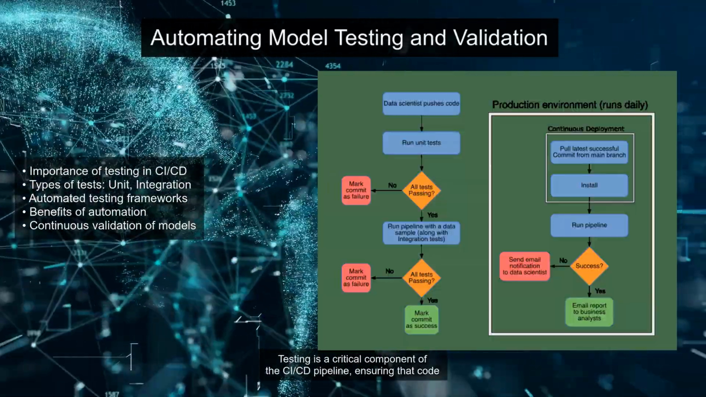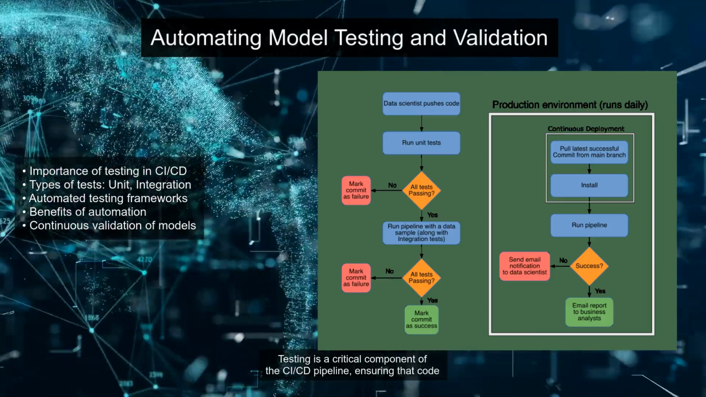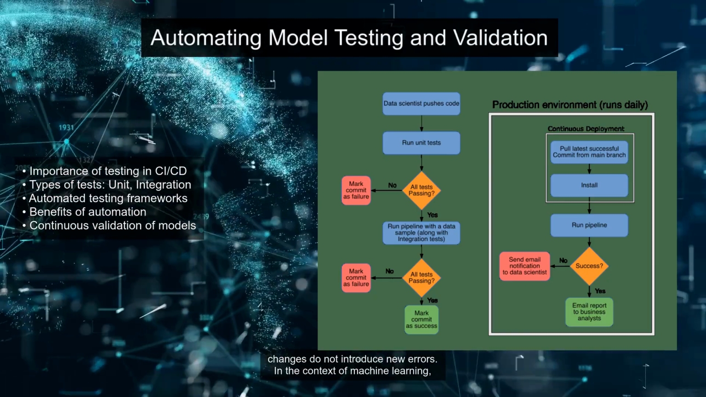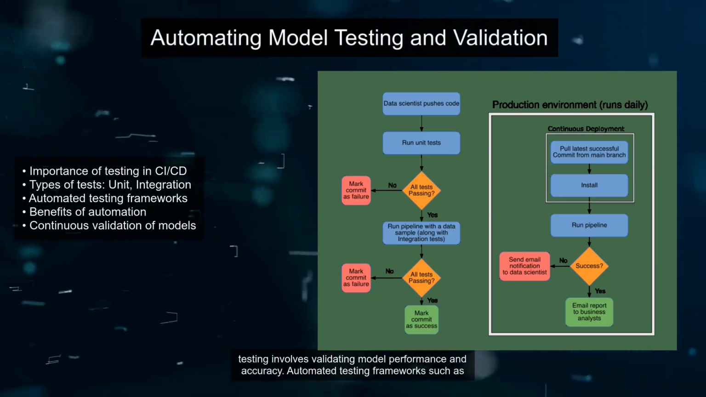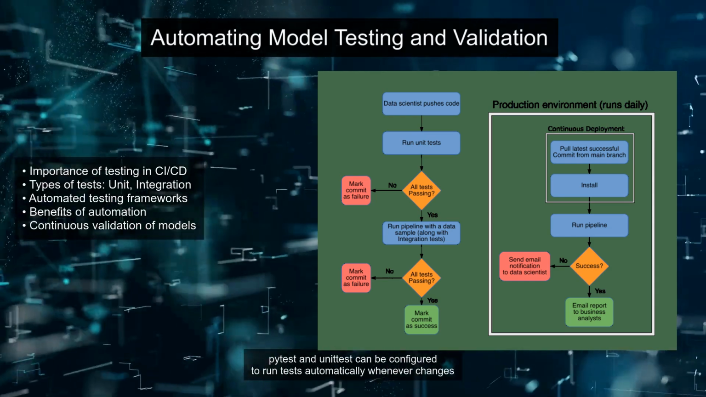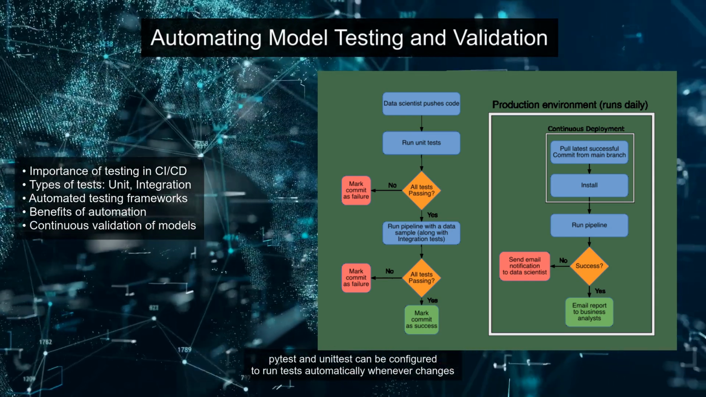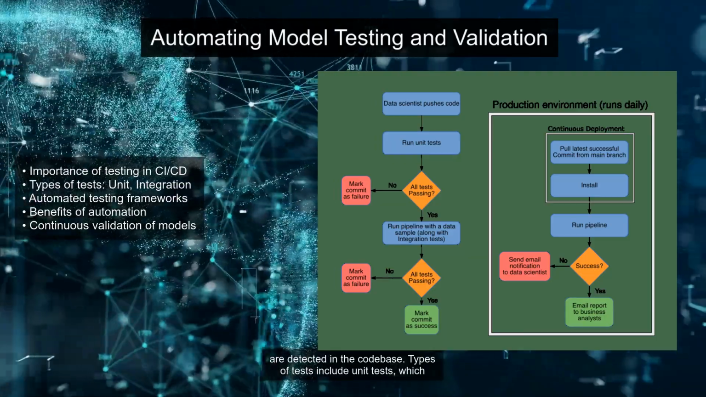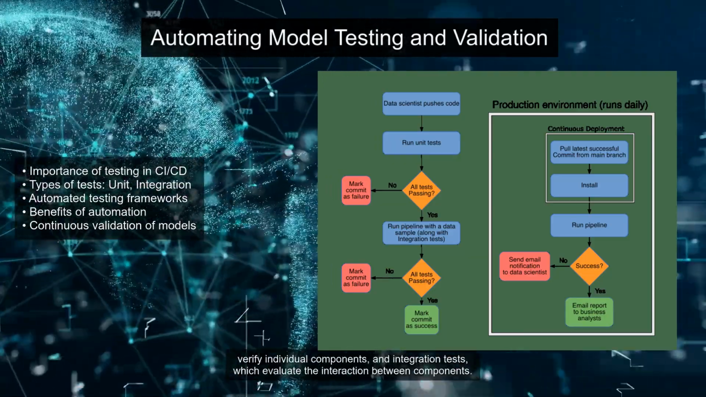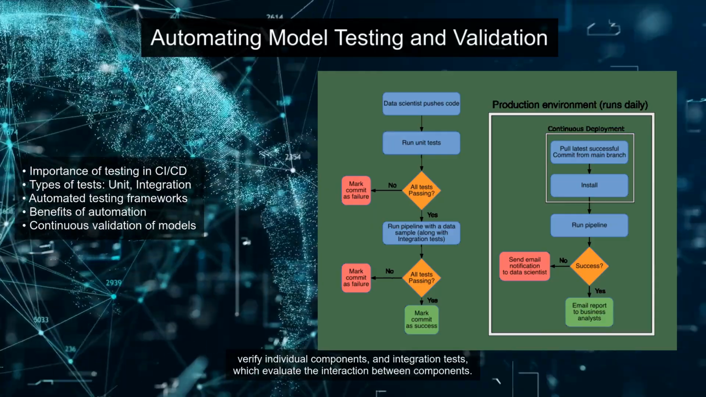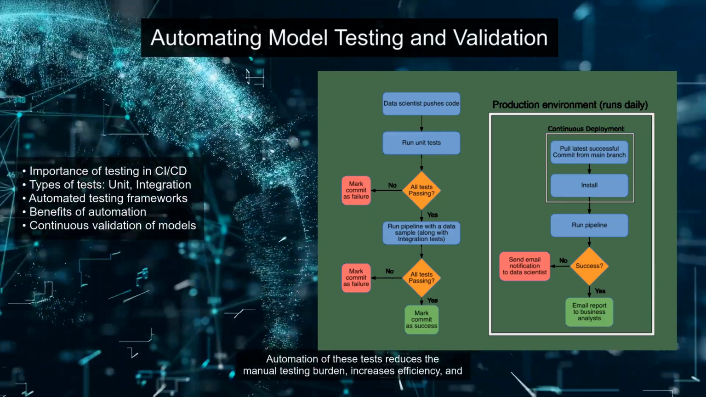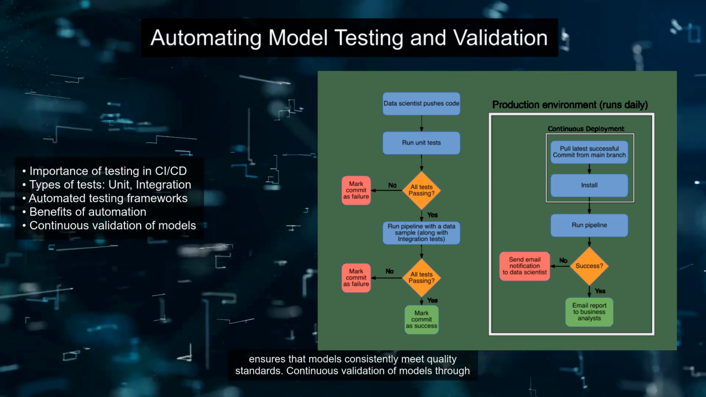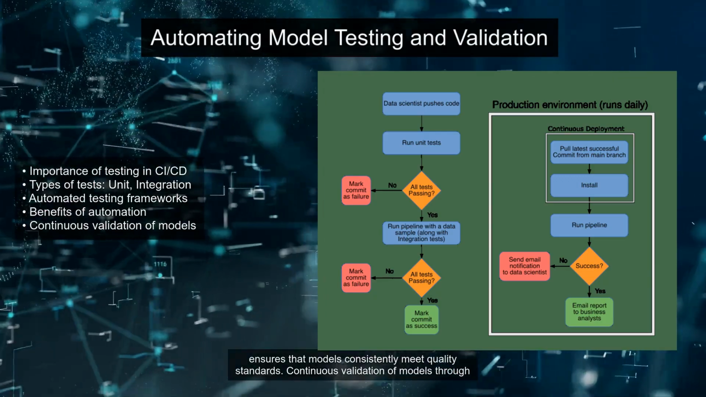Testing is a critical component of the CI/CD pipeline, ensuring that code changes do not introduce new errors. In the context of machine learning, testing involves validating model performance and accuracy. Automated testing frameworks such as PyTest and unittest can be configured to run tests automatically whenever changes are detected in the codebase. Types of tests include unit tests, which verify individual components, and integration tests, which evaluate the interaction between components. Automation of these tests reduces the manual testing burden, increases efficiency, and ensures that models consistently meet quality standards.